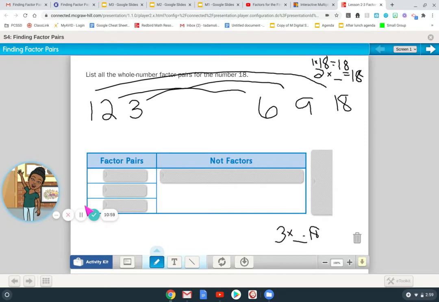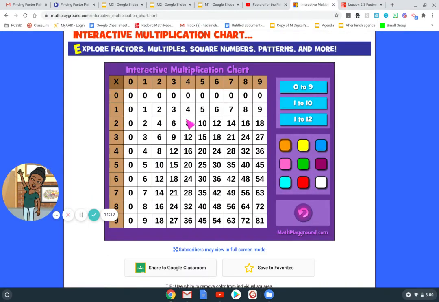If I were going to write my factor pairs, well, let's finish this. So 4, would that work? Is there a number multiplied by 4? We can go to our chart. And while we're there, let's go ahead and look at 5. When I look in my 4 column, is there a number for another factor for 18? Looking at my 4 column, nope, it's not 18. There's 20. It's too big. So 4 is not a factor of 18.